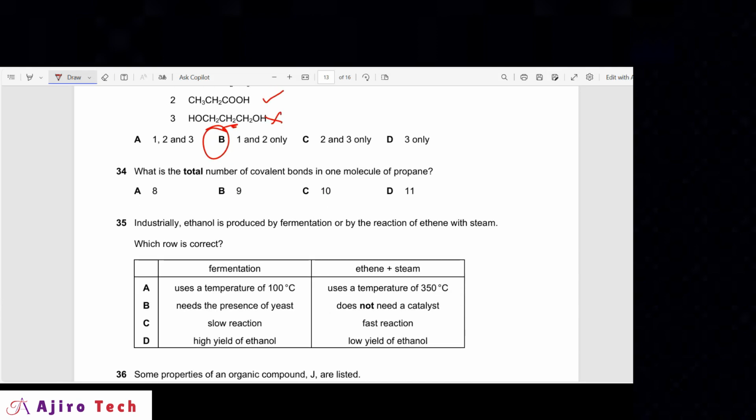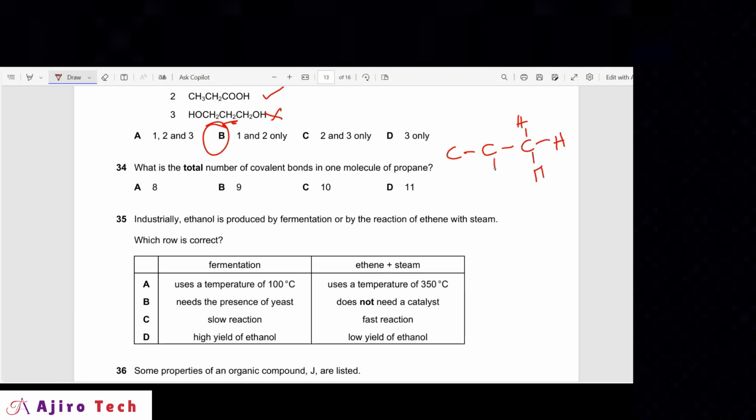So total number of covalent bonds in one molecule of propane. So we have to draw propane. So 1, 2, 3. Then you have all the hydrogens dashed. Okay, so covalent bonds 1, 2, 3, 4, 5, 6, 7, 8, 9, 10. So we have 10 covalent bonds in that structure. So C.